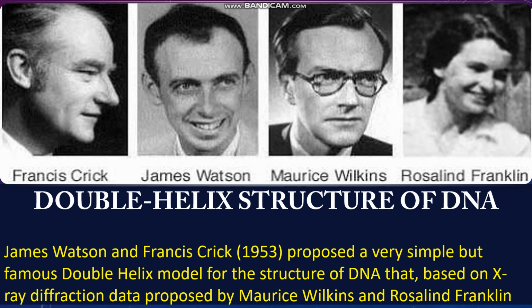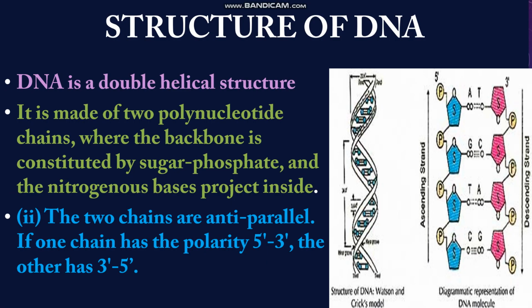Now let us learn the double helical structure of DNA proposed by Francis Crick and James Watson. So DNA is a double helical structure and it is made up of two polynucleotide chains. In each polynucleotide chain, the backbone is made up of sugar and phosphate. You know the sugar is deoxyribose sugar and you have already learned how the bonds are formed between the sugar and the phosphate. And the nitrogenous base forms the core of the DNA helix.